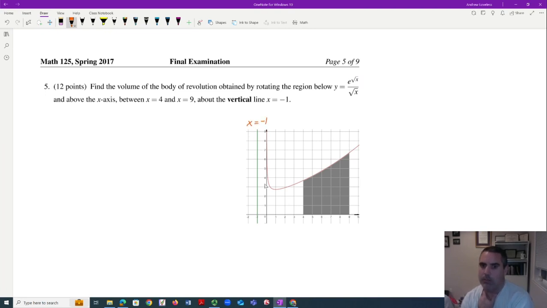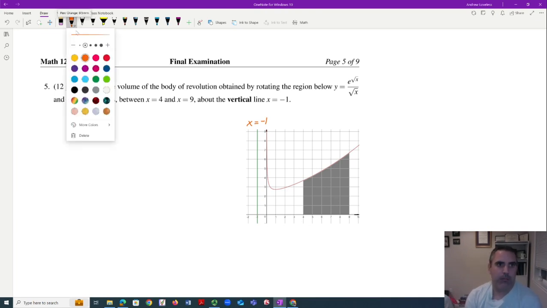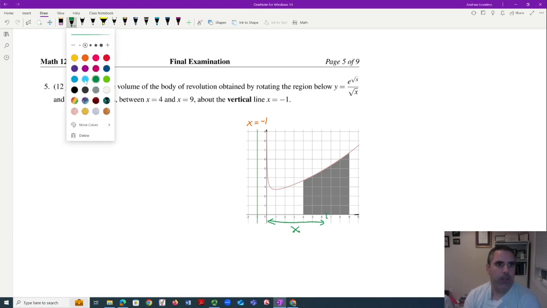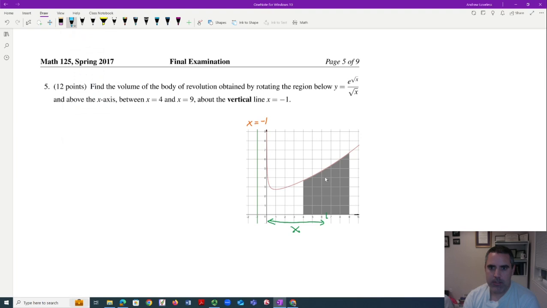It's all about labeling. So here it says above the x-axis between 4 and 9, about this line, find the volume. So it doesn't say which method to use, but hopefully you realize you desperately want to use x. This is very similar to the other example we just did. And so now I'm going to be on a mission to label everything in terms of x. So here's a random x in my region. And now I want to label how far this is. And I'm going to rotate that around, but I'll deal with that in a second.